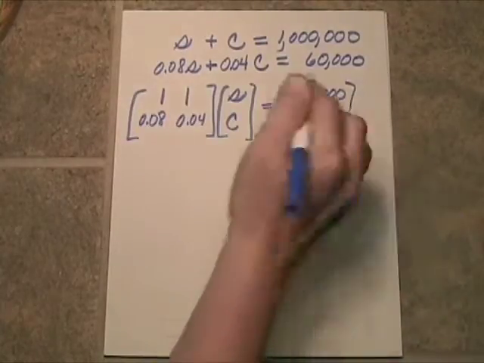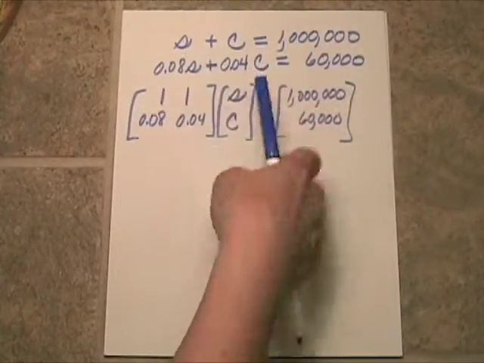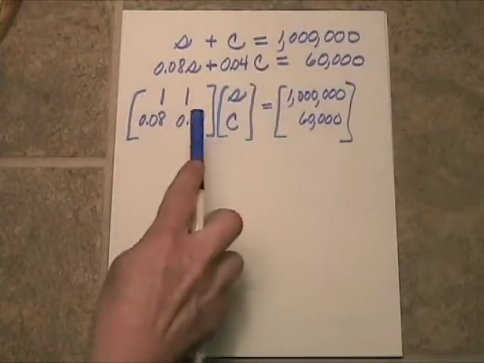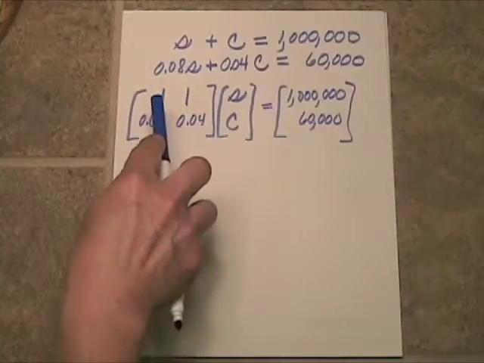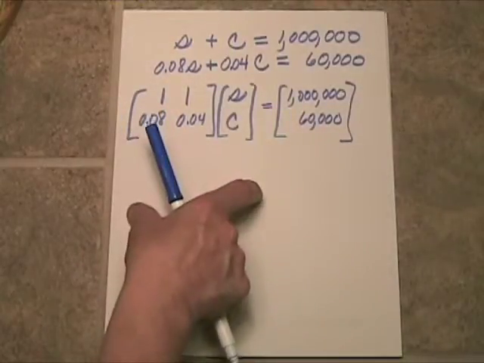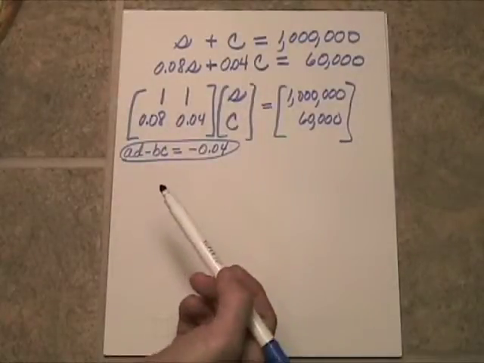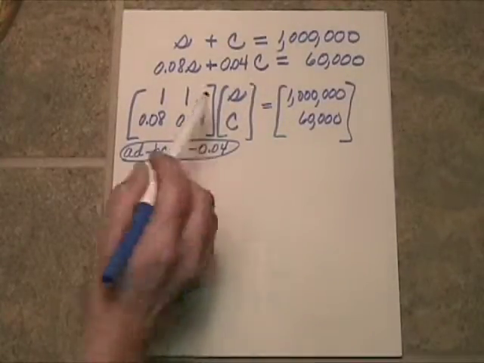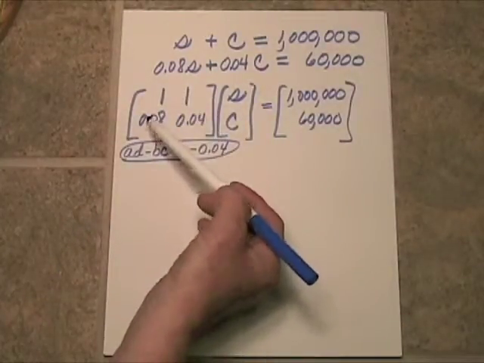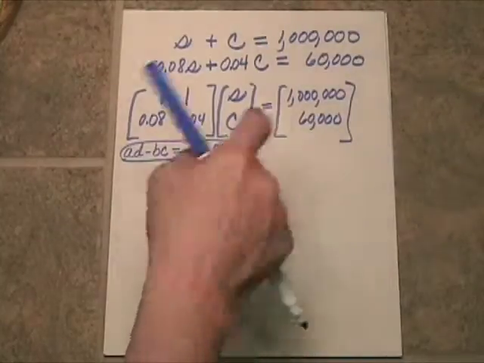So now here we have a matrix form for the system of linear equations up here. Now all we have to do to solve this is find the inverse of the coefficient matrix and multiply both sides on the left by the inverse of that matrix. First thing we have to do is see whether or not there is an inverse. So we're going to take A times D and from it subtract B times C. And as long as we don't get zero, we know this is a solvable system.